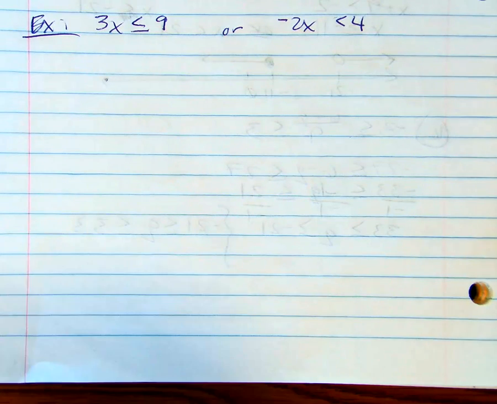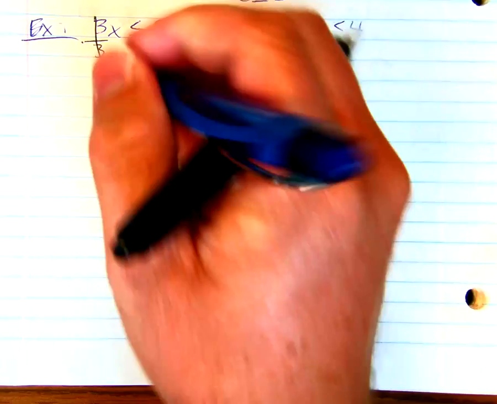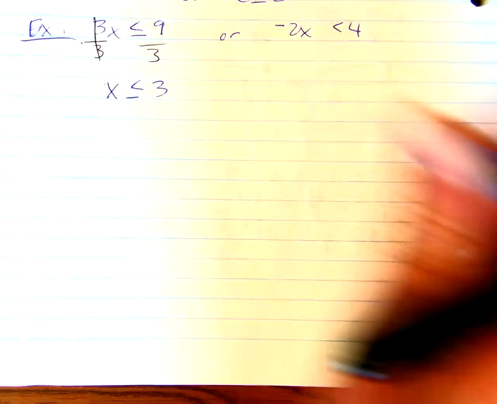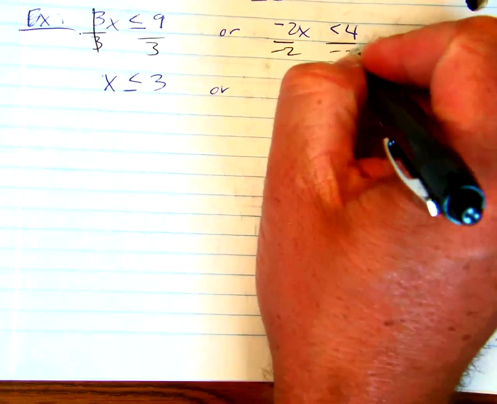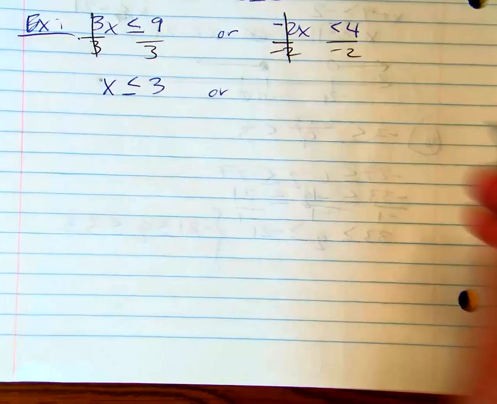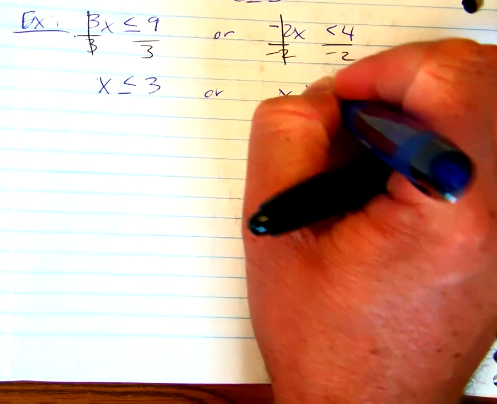So solving should be pretty simple for this. We're going to divide by 3 on the first one to get that x is less than or equal to 3. Or, and for this one, we would divide by negative 2. And if we divide by a negative, we will have to flip this. So x is now greater than negative 2.